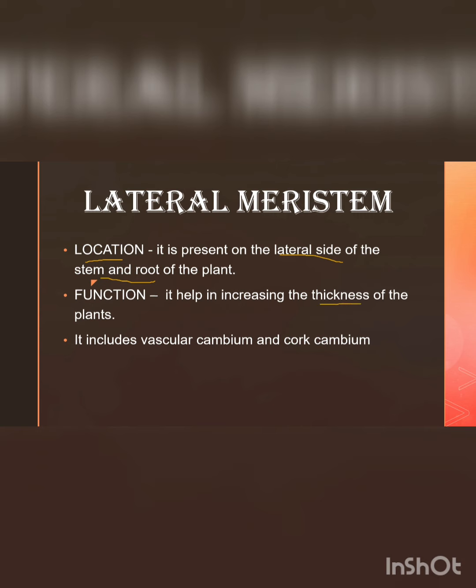You must have seen that in the initial stages your plant stem is very thin, but over the years, when the lateral meristem comes into function, you will see that the small stem grows into a big trunk. It includes your vascular cambium and cork cambium. Vascular means it will have proper functioning of xylem and phloem, which I'll be teaching in the further sections. And cork cambium means the formation of cork will be taking place.